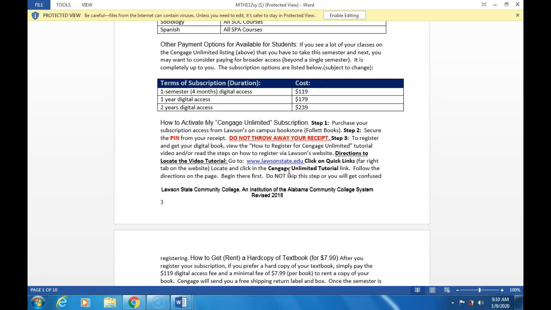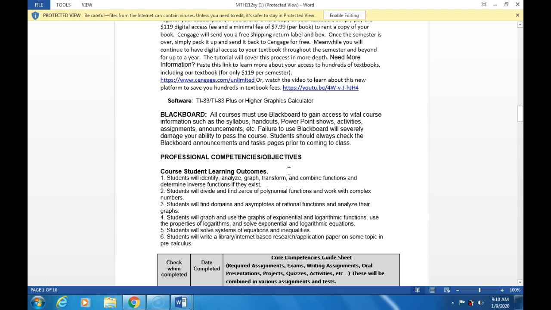Information there about not throwing away your receipt, that kind of stuff. You come with a code. You need the code later. All right. Finally, we get back to this. All that was advertising for Cengage. I'll let you read that. If you have any questions, I'll be glad to try to answer, or someone else who knows more than me can answer too.